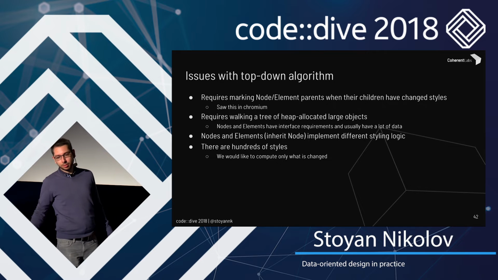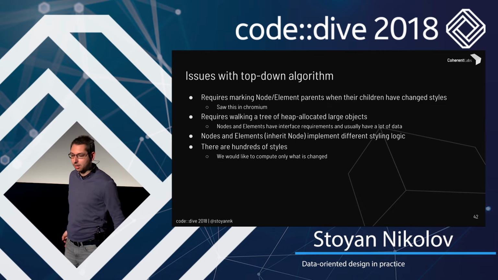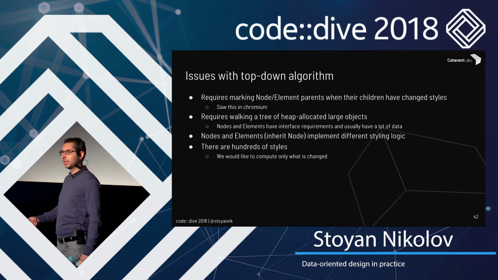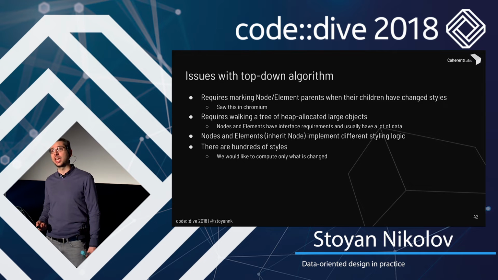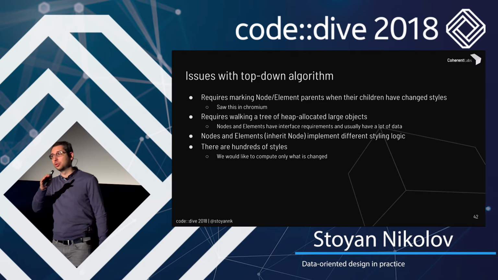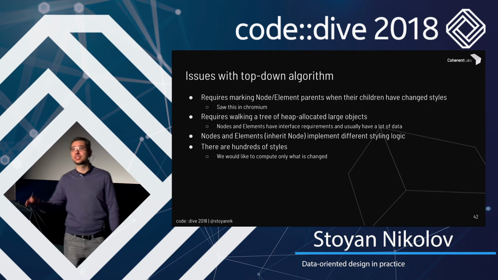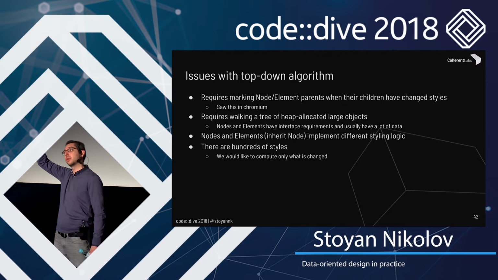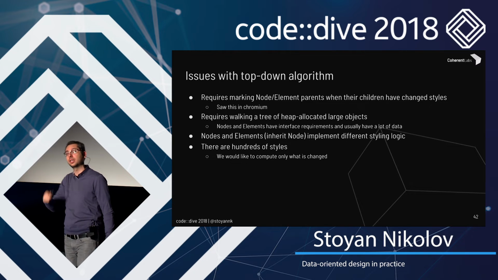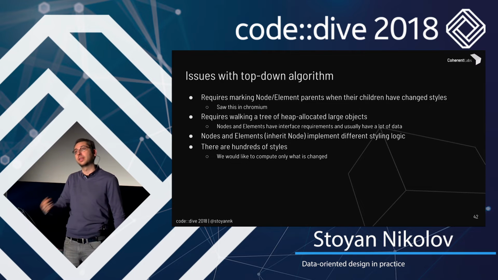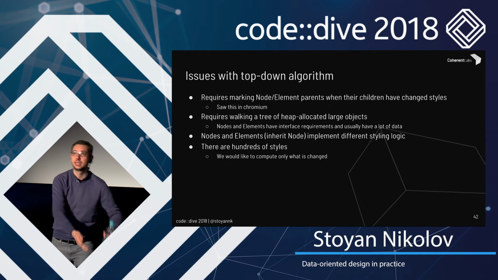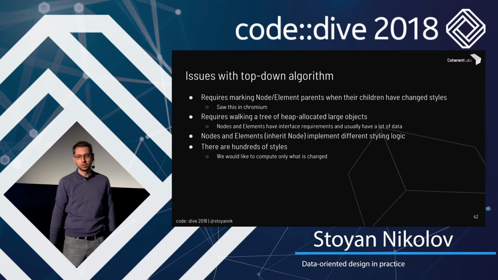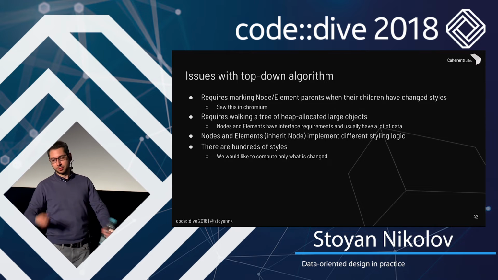So the issue with the top-down algorithm is that it obviously requires you to know that your children have been changed, so that you know which paths in the tree to take. And this was why they were doing that set-need style recalc that goes up the tree, so that the parents know that something has changed down the line. When you do the style solving, you know where to go. And we have all these performance penalties.